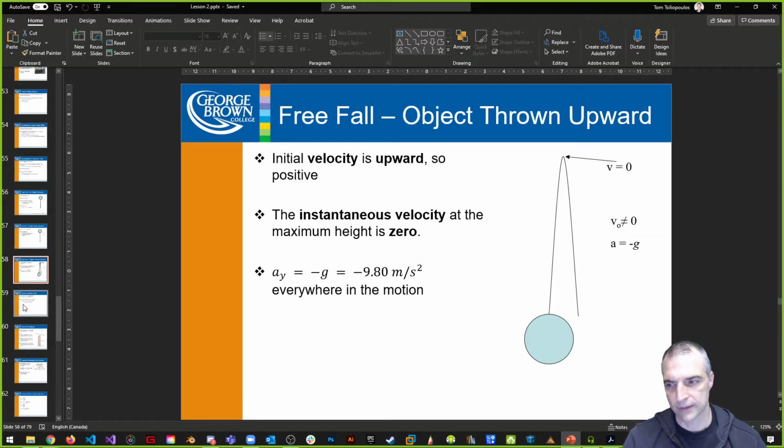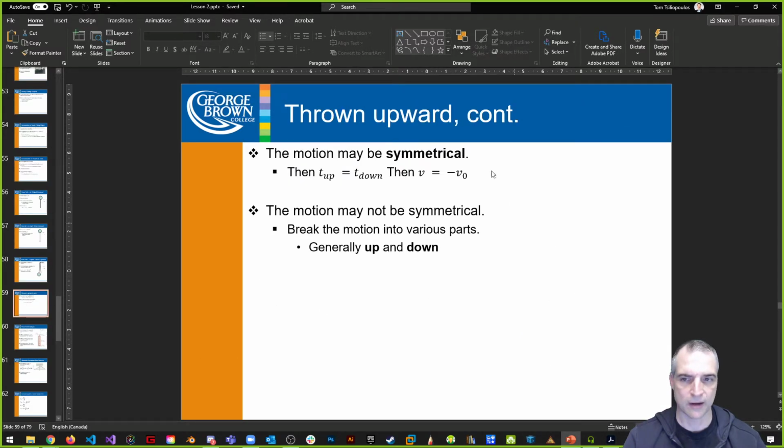Okay, so let's think about this. If I throw it upward, the motion is symmetrical. So the time it takes to go up is the same time it takes to come down. The velocity that I throw up is the negative velocity when it comes down to the point where I threw it. But the motion may not be symmetrical, right? If, as an example, I'm at a higher place. If I start off on a hill and I throw an object up into the air, it's going to come down to where I threw it and keep going. And that's where I have asymmetrical motion.